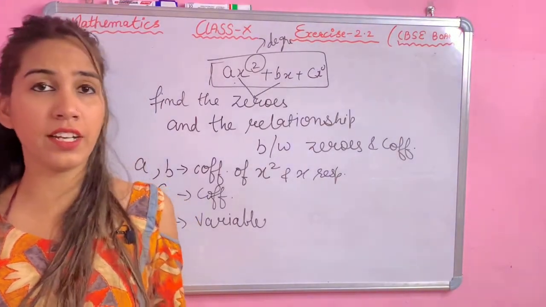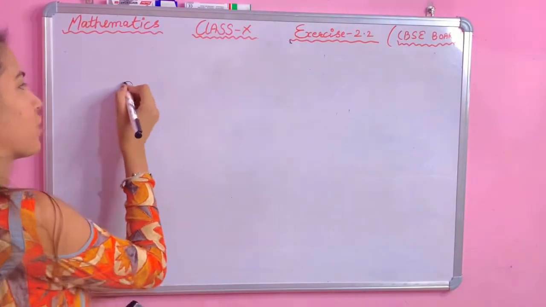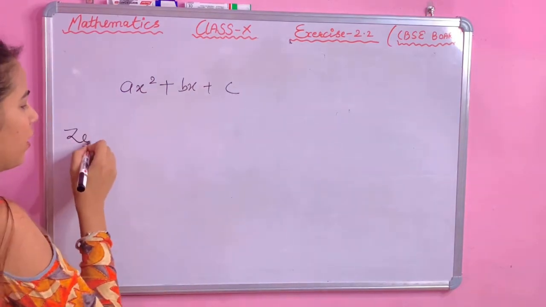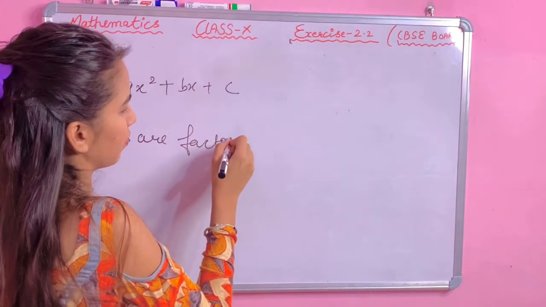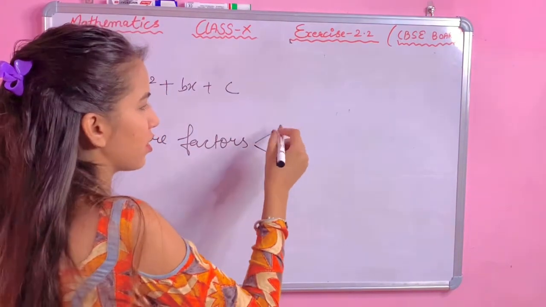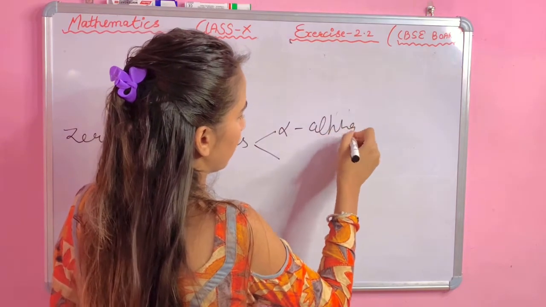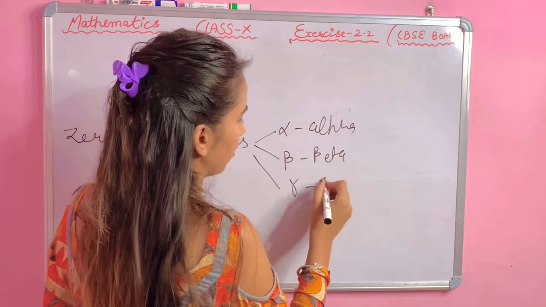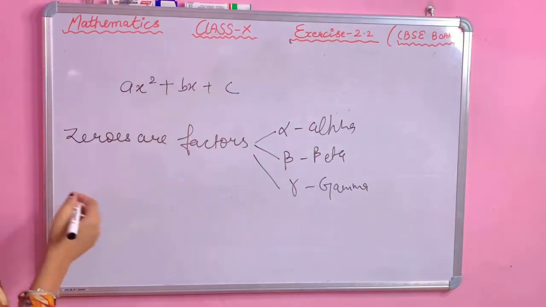So how can we find the relationship between the coefficients and the zeros? Let's check it out. Suppose we have the equation ax square plus bx plus c. Zeros are the factors, and we will talk about the relationship. We can let the zeros be alpha, beta or gamma. Okay, now the relationship.